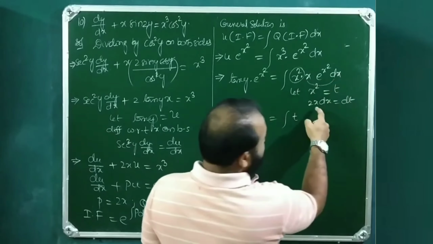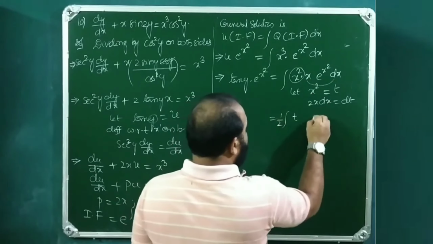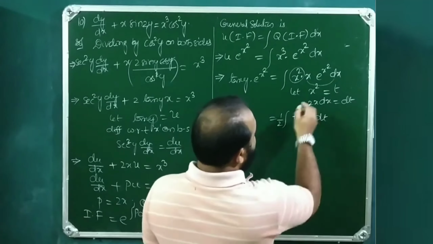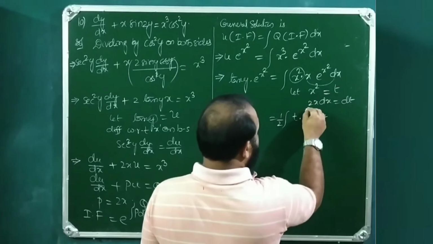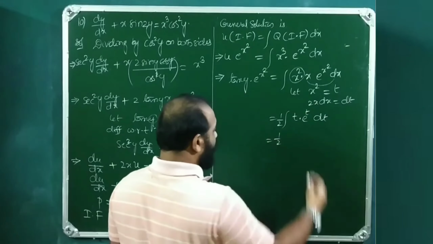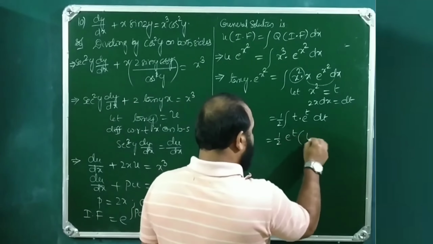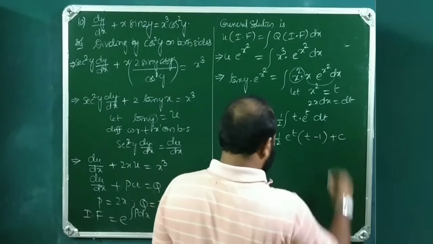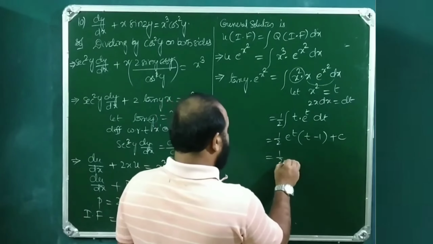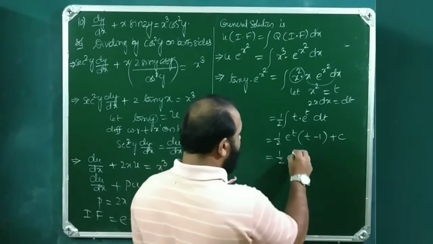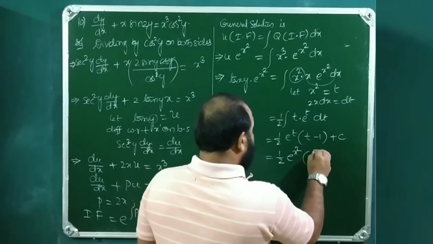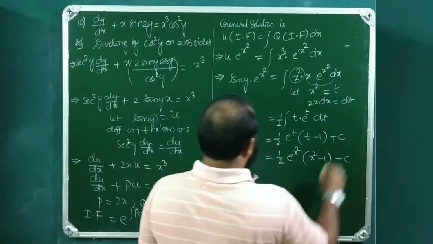x dx is dt by 2. So 1 by 2 integral of e power x square is t, that is 1 by 2 integral t e power t, which is e power t into t minus 1 plus constant of integration c. So 1 by 2 e power t, where t is x square, into x square minus 1 plus c.